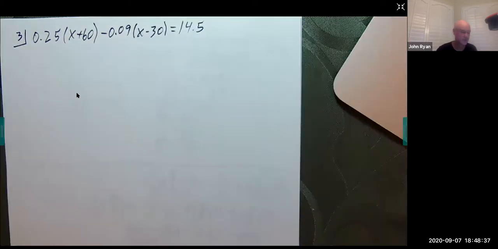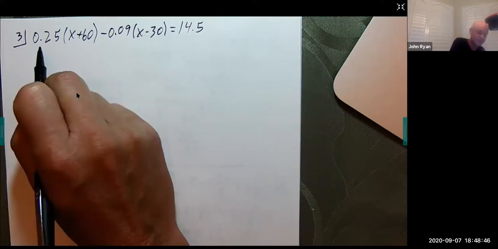So here we're dealing with some decimals. Now some teachers teach where you multiply everything through by 100. You could do that, that's not wrong. I'm just going to keep everything as is. And I'm just going to distribute the 0.25 as well as the negative 0.09.